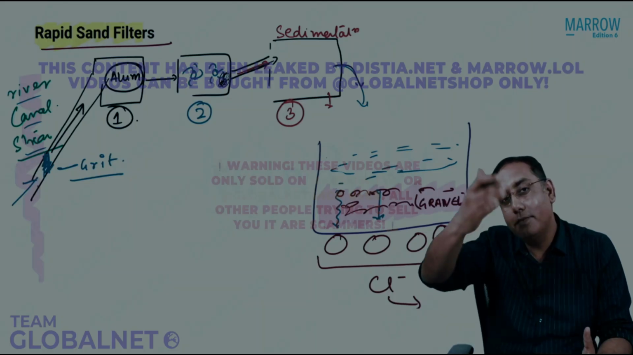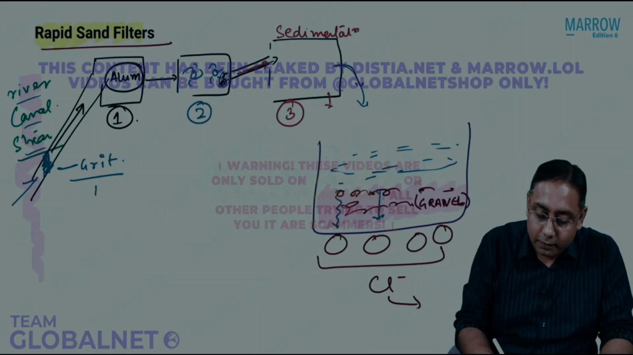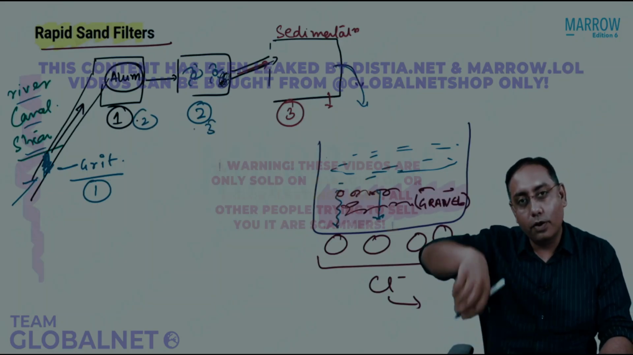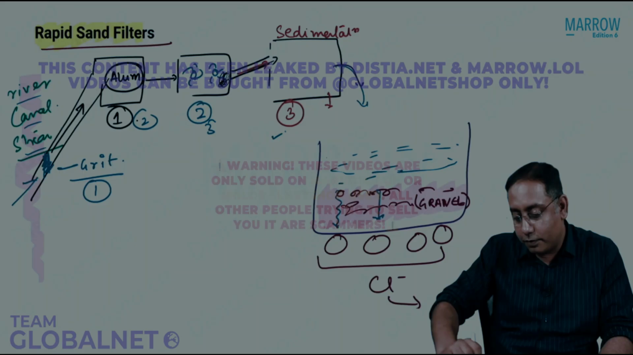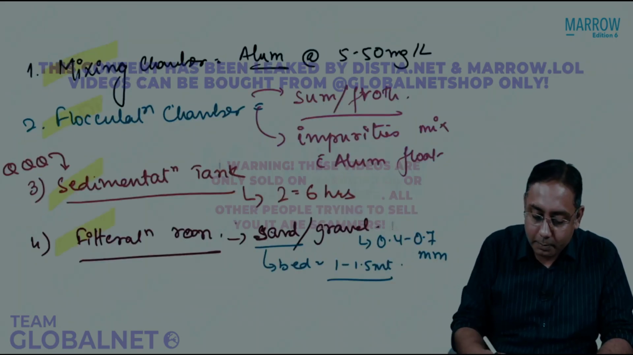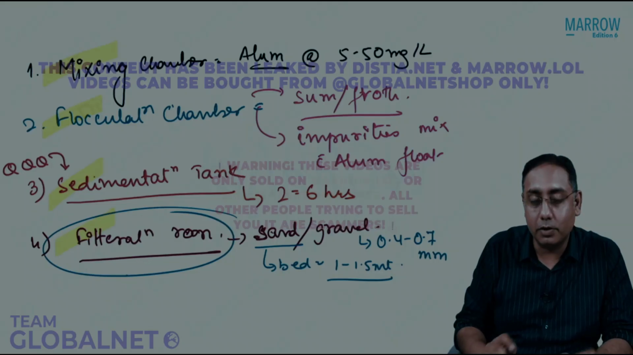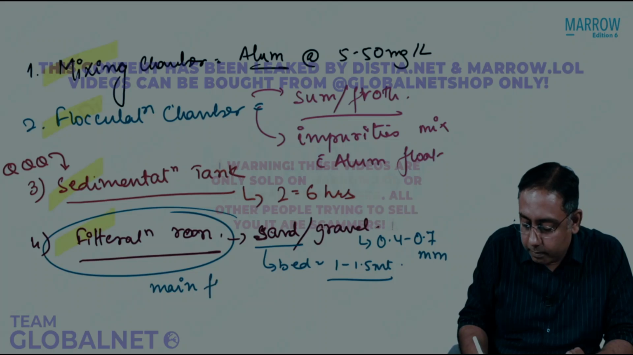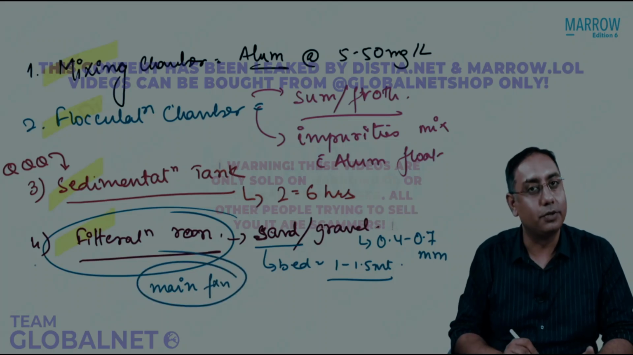So there are different levels of cleaning of water. First is the grit level. Second is you mix it with alum. Third is you cause flocculation. Fourth is you do sedimentation. Fifth is you do filtration. The main purification part, the main functioning part, is the filtration room.